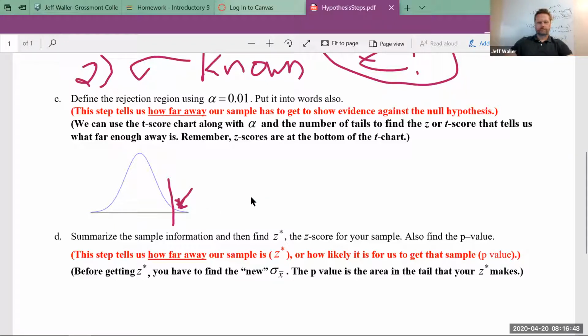Can anybody tell me what the area in that tail is if you read part C? Yeah. Remember this little dude here? Little fish dude? The little alpha dude? That's the area in the tail or tails.